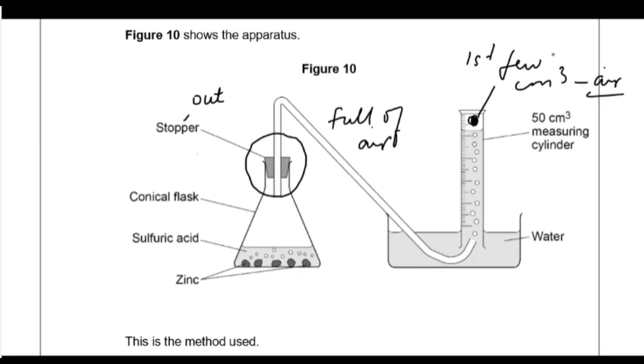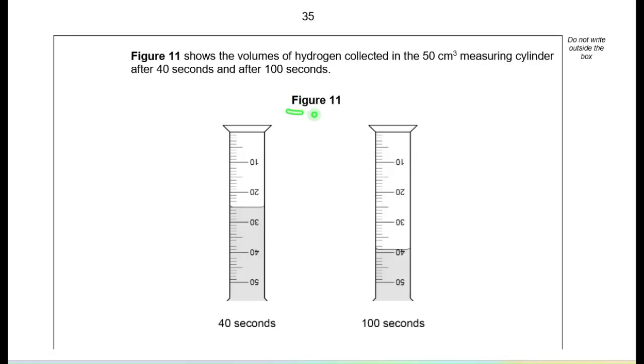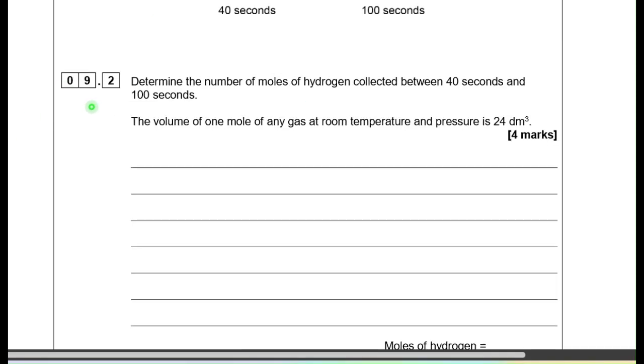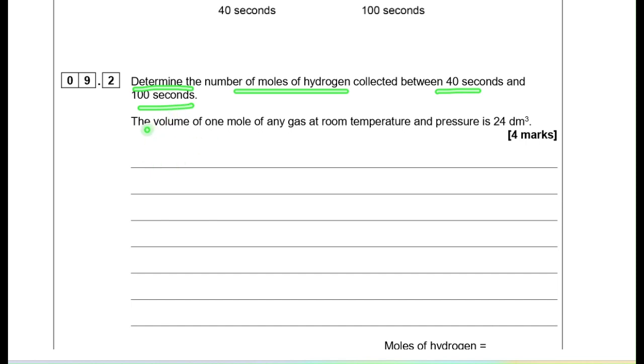Over the page, figure 11 shows the volumes of hydrogen collected in the 50 cm cubed measuring cylinder after 40 seconds and after 100 seconds, and here's figure 11. 9.2. Determine the number of moles of hydrogen collected between 40 seconds and 100 seconds. The volume of 1 mole of any gas at room temperature and pressure is 24 decimetres cubed. Now this is for 4 marks.